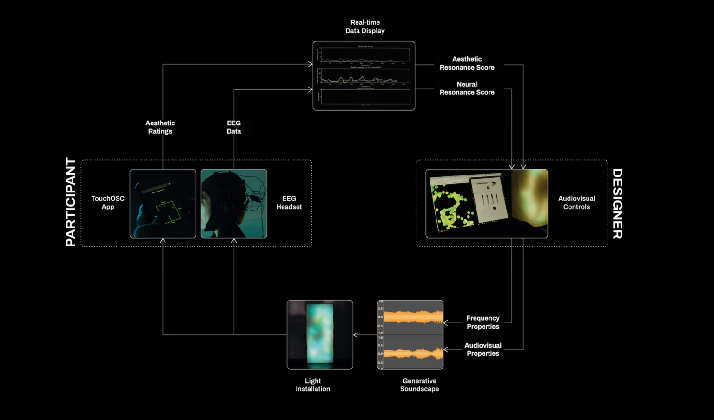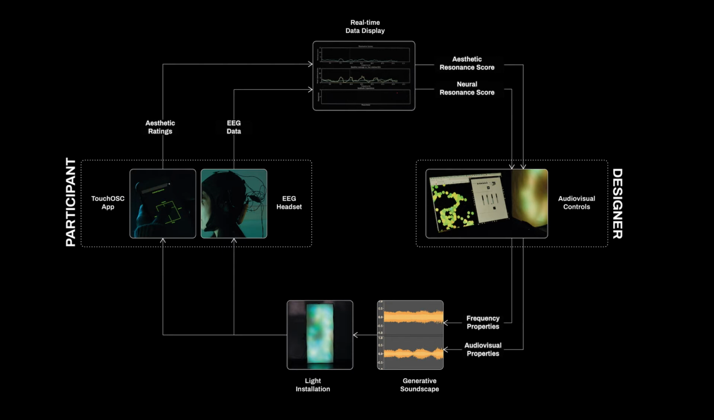The designer uses interactive controls to adjust the frequency and aesthetic properties of the audio-visual components, so the soundscape and visualization, which together affect the participant's brainwave data, known as EEG, and their aesthetic response. The cycle continues as the designer and participant iteratively optimize the experience together. Overall, this creates a feedback loop between the designer and participant that is mediated by the resonance platform.